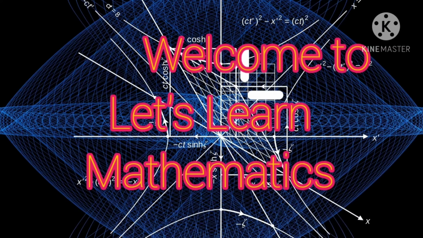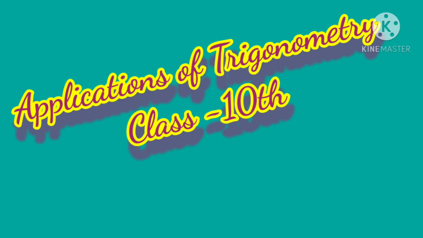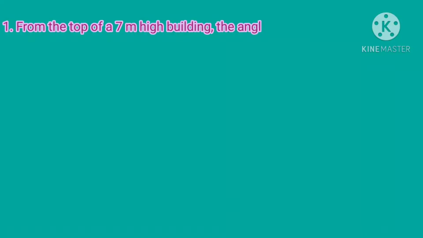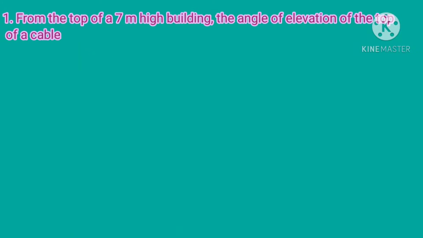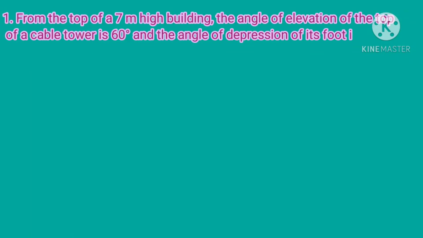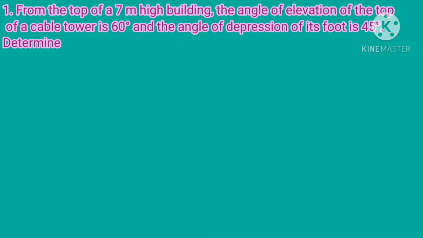Today we will complete exercise 9.1 of applications of trigonometry. So let's do our first question. These are the most important questions of this exercise. So the question is: from the top of a 7-meter high building, the angle of elevation of the top of a cable tower is 60 degrees and the angle of depression of its foot is 45 degrees. So we have to determine the height of the tower.